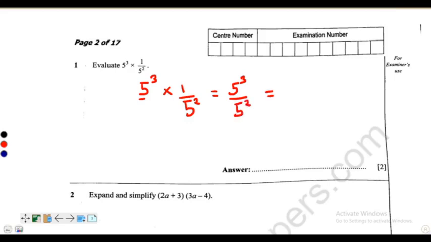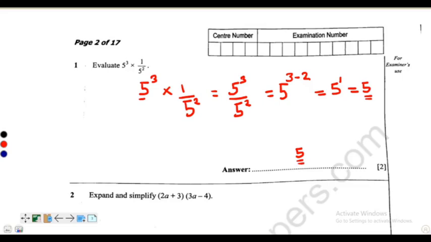So from here you can just apply the laws of indices. If you are dividing same bases, you subtract the powers. So the base that is common is 5. Then we have the power 3 minus the power 2. So from there we are going to get 5 to the power of 3 minus 2, which is 1. So 5 to the power 1 will definitely give us a 5. So the answer here was a 5.